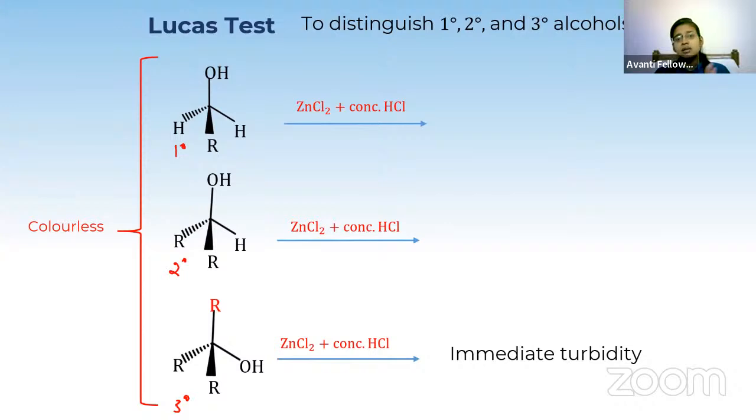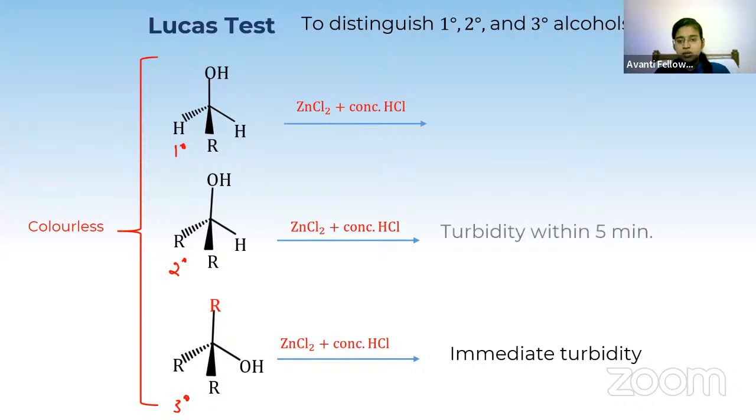So if you are getting the turbidity immediately, then you should come to the conclusion that the alcohol which you have taken is the tertiary alcohol. Because we are doing the test, right? We do not know which alcohol is present inside the container in the laboratory. So to find out the alcohol, if you are getting the turbidity immediately, then you can say that the alcohol which you are having in your hand is the tertiary alcohol.